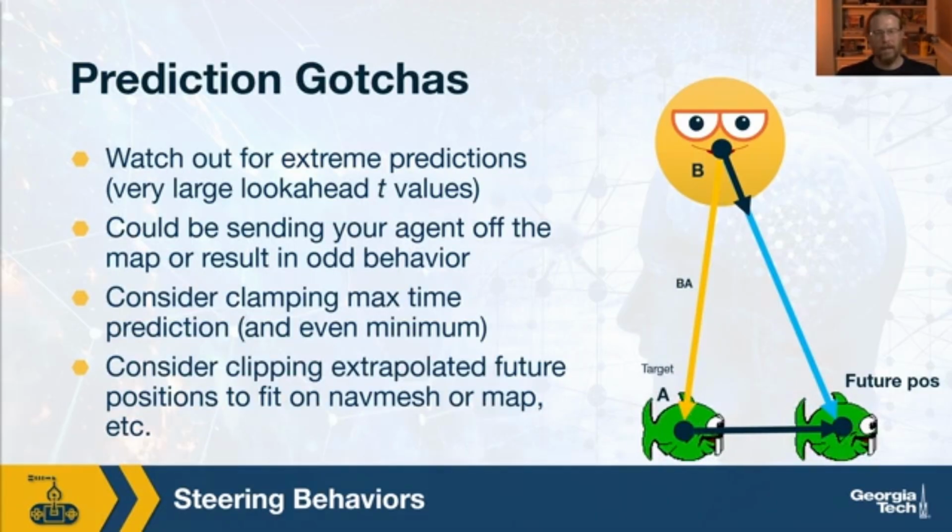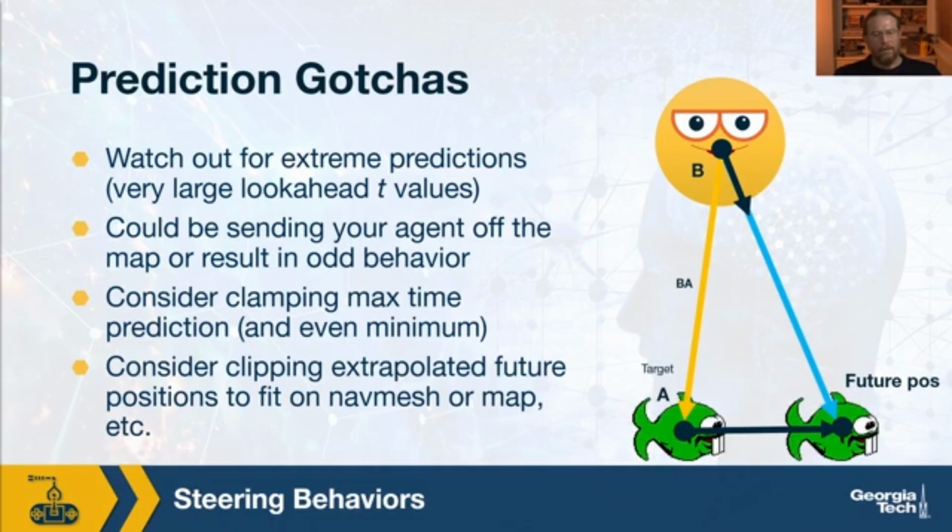Now with prediction, you need to watch out for some situations. One is that you can end up with extreme predictions with a very large look ahead t-value that is very unlikely to be correct because a target will tend to only be following a certain path for a short period of time. So you'd probably set this empirically, just test things out until you come up with a good value. Don't look ahead any further than a certain amount.